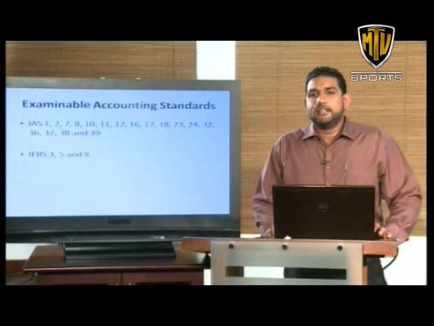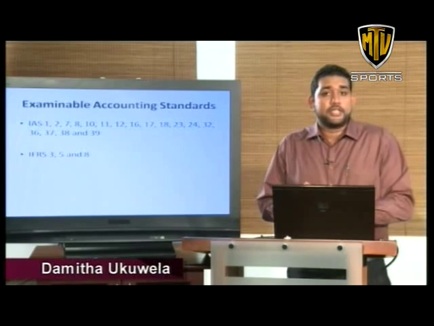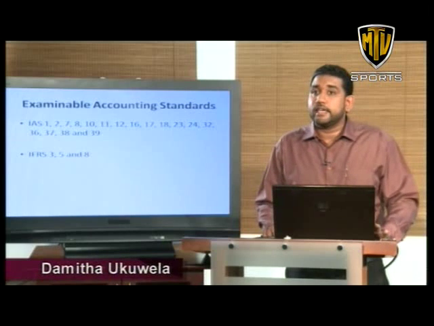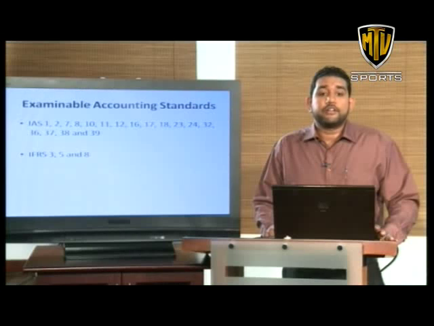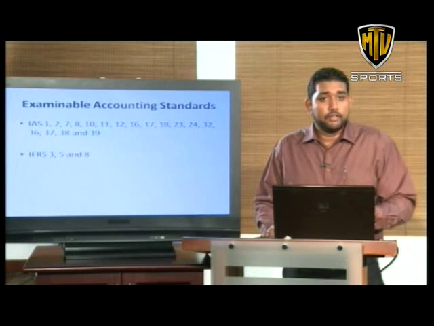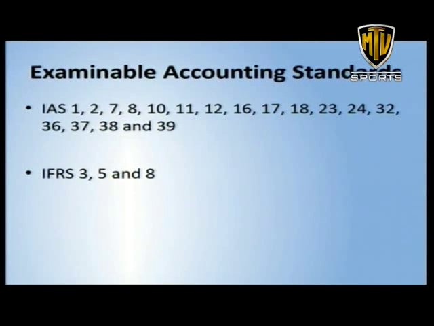Welcome back. Before the break, we were discussing the examinable accounting standards. So let's quickly go through these standards again. IAS 1, preparation of financial statements. IAS 2, inventories. IAS 7, cash flow statements. Then we have IAS 8, accounting policies, estimates and errors. Then we have IAS 10, events after reporting date. IAS 11, construction contracts. 12, quite important, income taxes.